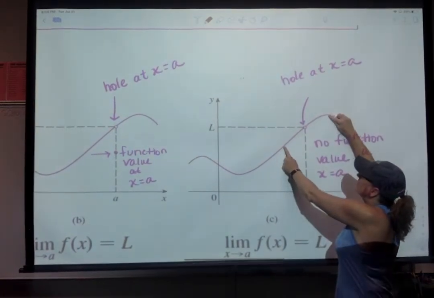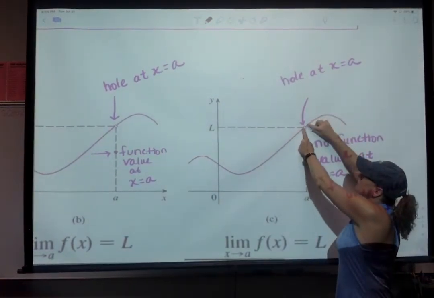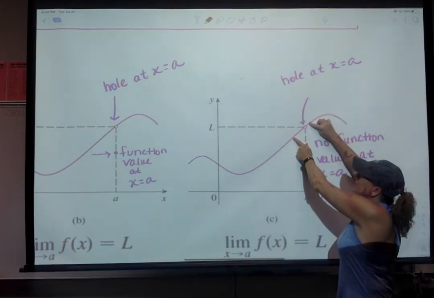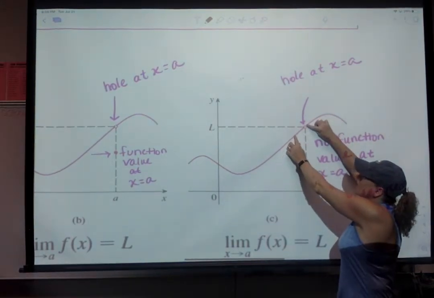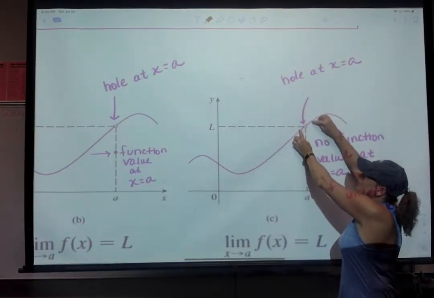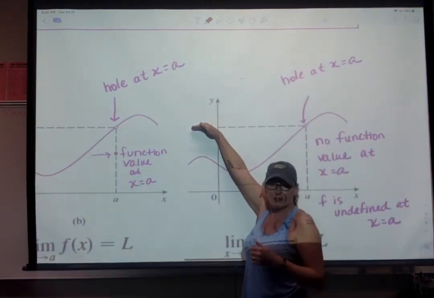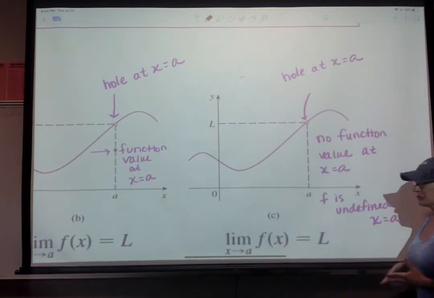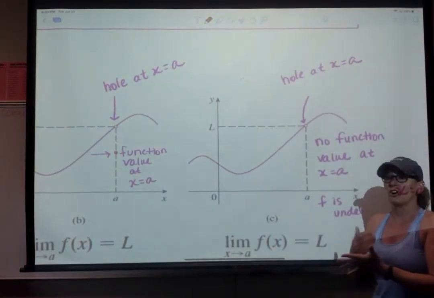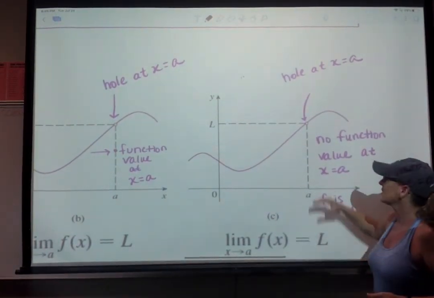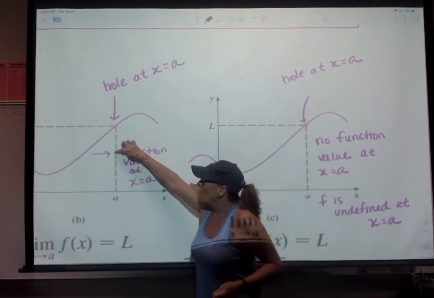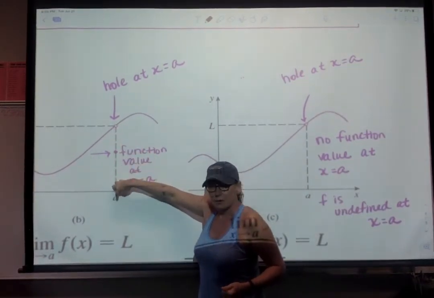What happens as my x's get close to a? Well, my y's are headed lower, lower, lower. Here my y's are headed higher, higher, higher. Still, they're closing in on whatever this value is. So the answer to your limit is where the y's are headed, not necessarily what the y is at that location.